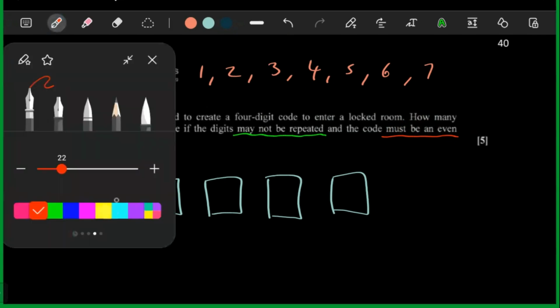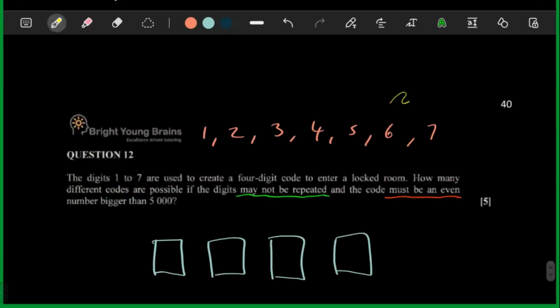The first limitation is the values that we can use. The second one is we cannot repeat those values. The third thing is the code must be an even number. Actually, no, this is the third one and the fourth restriction. The second restriction was the fact that it has to be a 4-digit code. Okay, that's the second restriction. The third restriction, digits may not repeat. The fourth restriction, it must be an even number.